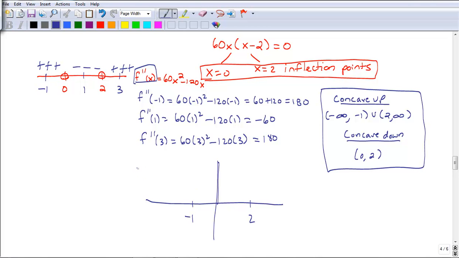So it has to be a graph that points up and down and back up. So I get an idea of the shape. This is not the exact graph, but this gives you an idea of the shape of the graph. Notice it's a bowl opening up.